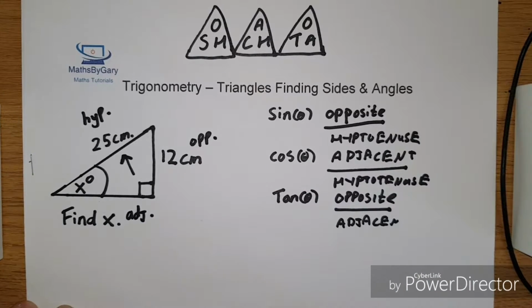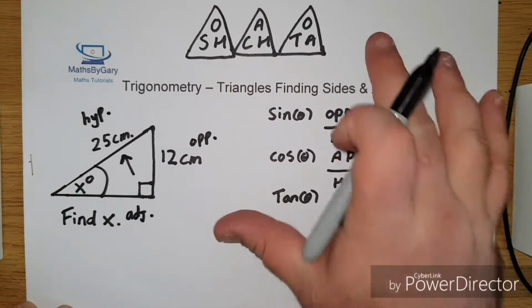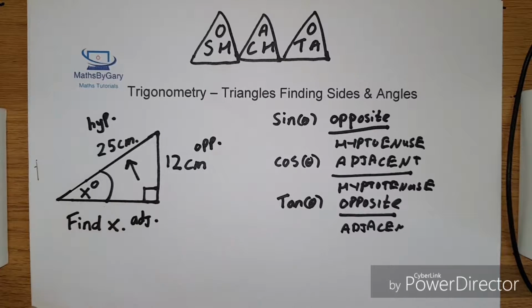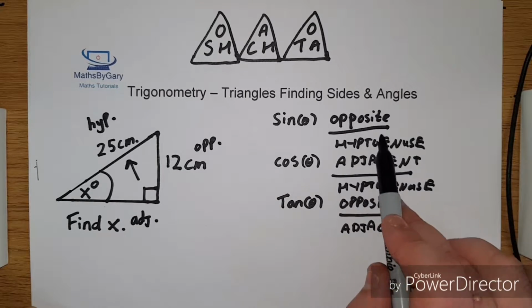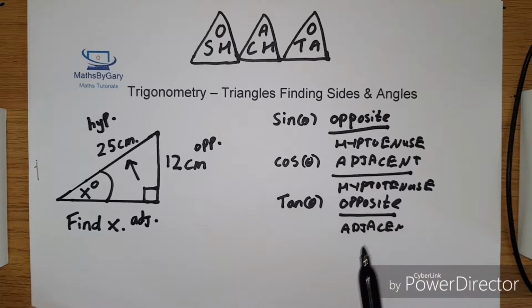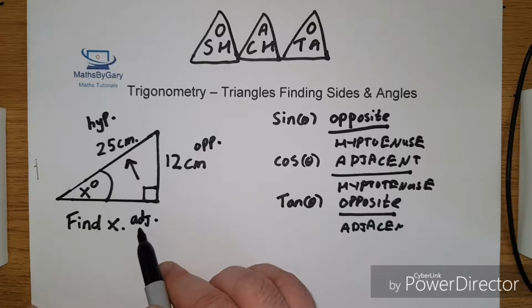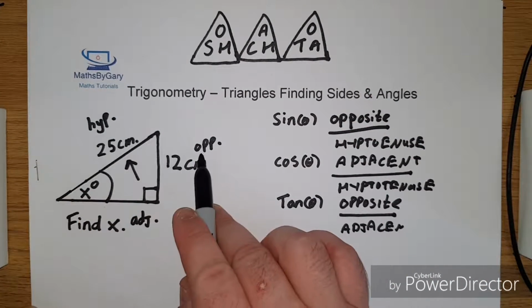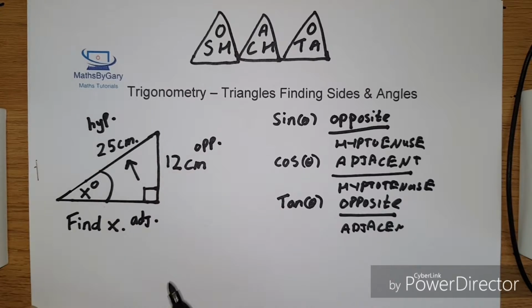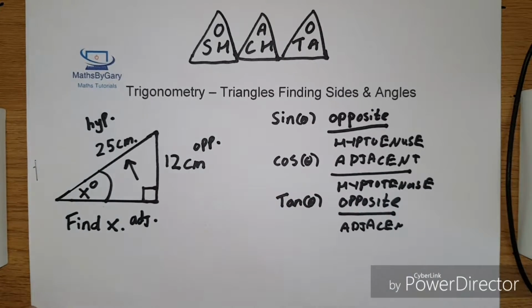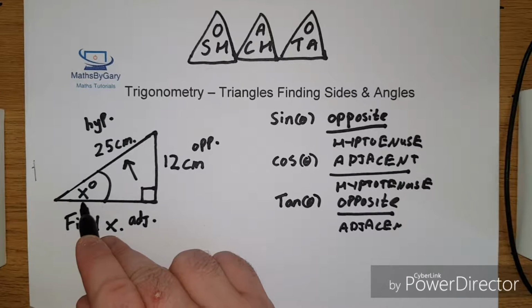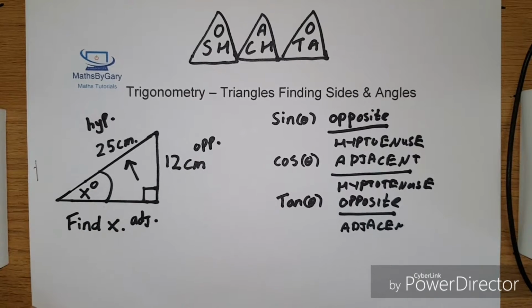Now the next thing we want to do is decide which of the SOH CAH TOA formulas we're going to use in order to find the angle x. Sine theta equals opp over hyp, cos theta equals adjacent over hyp, tan theta equals opposite over adjacent. The information we are given is hyp and opp, because we know hyp is 25 centimetres and opp is 12 centimetres. So we have the length of two sides, so we are able to find the angle x.